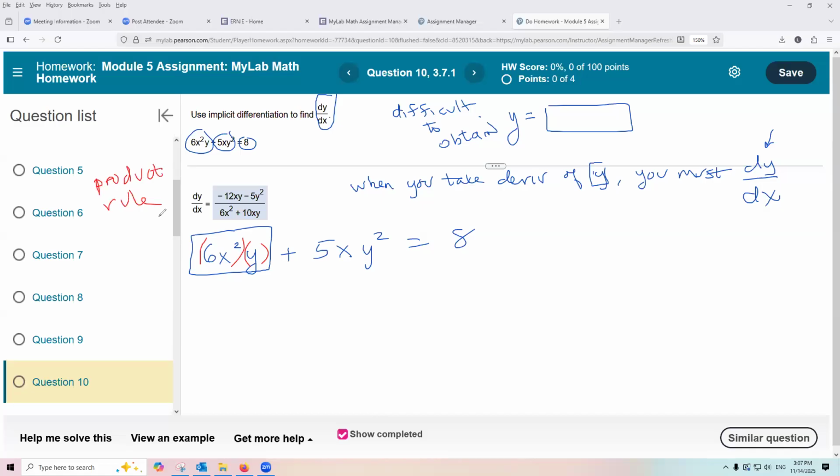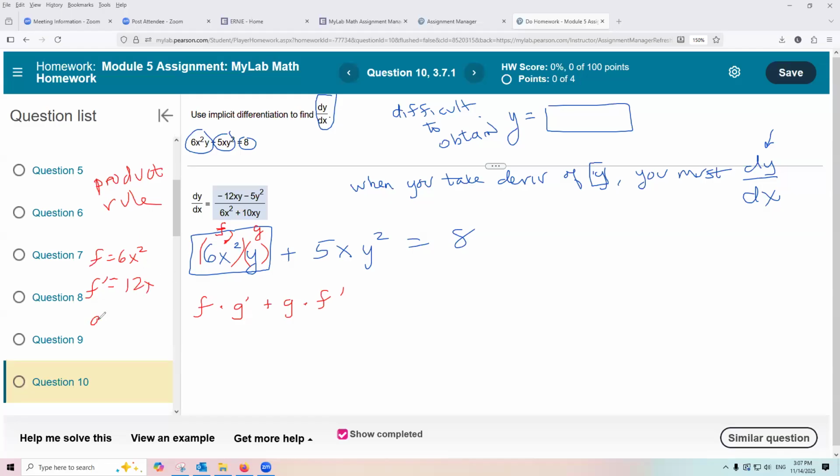Here's one way to think about the product rule. Call the first expression f, call the second function g, and then we're going to assemble f times g prime plus g times f prime. That's the product rule. So we're labeling the f function as 6x squared. Well, that means f prime is 12x.